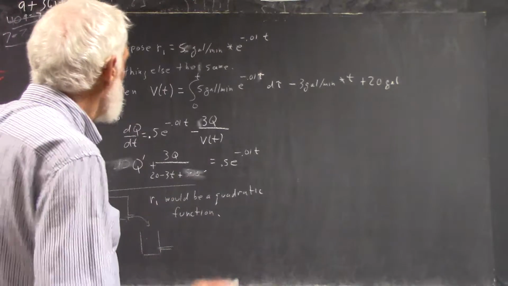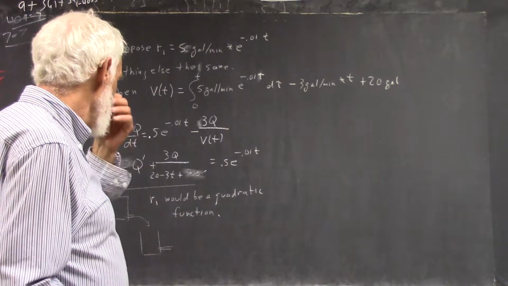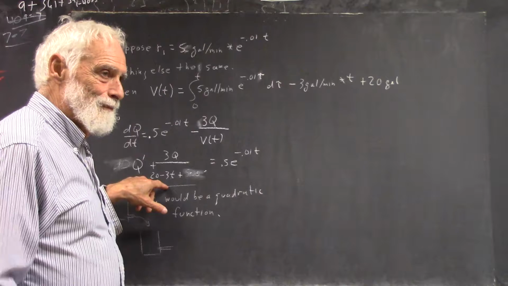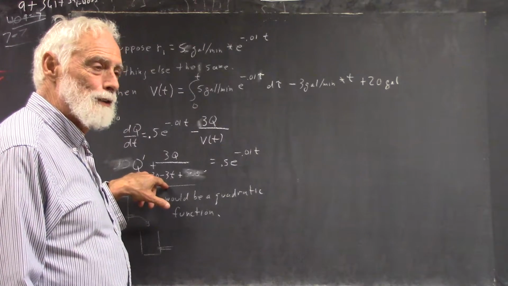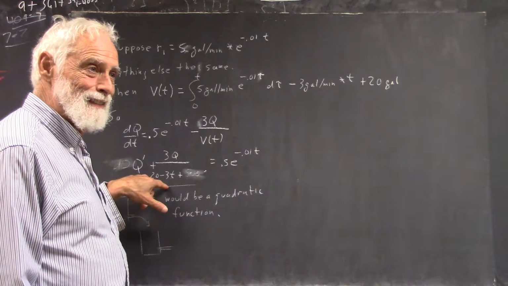So let's just think, if V of t is quadratic, is that a problem? Well, you can do partial fractions and integrate a quadratic, okay?